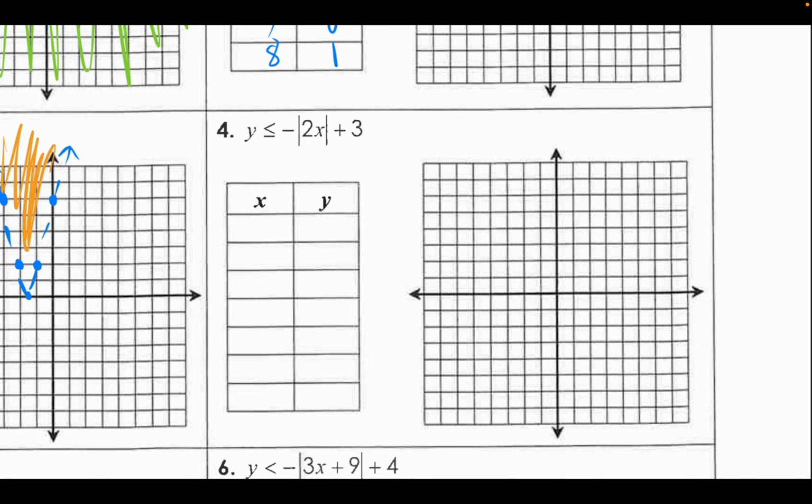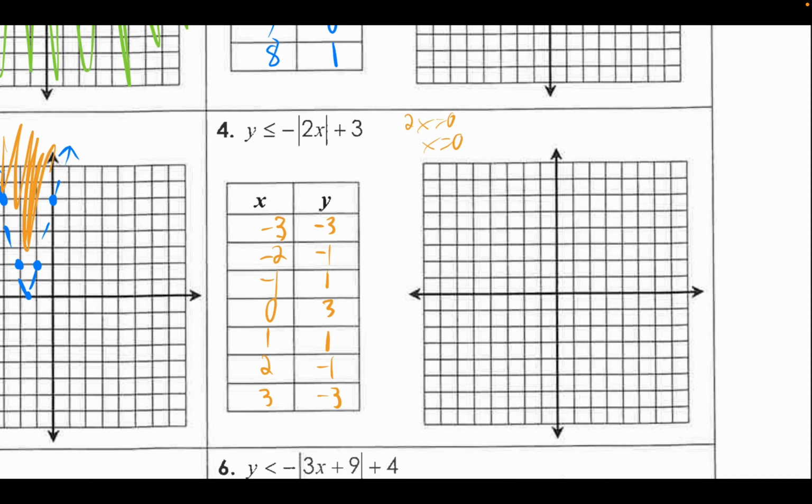Number 4, y is less than or equal to negative absolute value of 2x plus 3. So it is negative, so it should be opening upside down this time, so take note of that. So as I set the inside equal to 0 and I solve, I get x to equal 0. And I'll put my other x values accordingly, just the next integer. Remember, the only time we did something different than the next consecutive integer was when there was a fraction multiplying with the x, and then we just picked multiples of the denominator. So as I go through and find my y values, I get negative 3, negative 1, 1, and 3, and then I just go back the other direction and have the same numbers I had as up above.